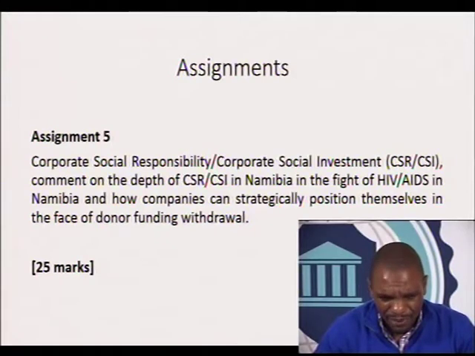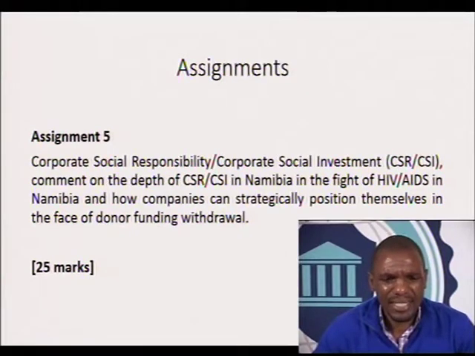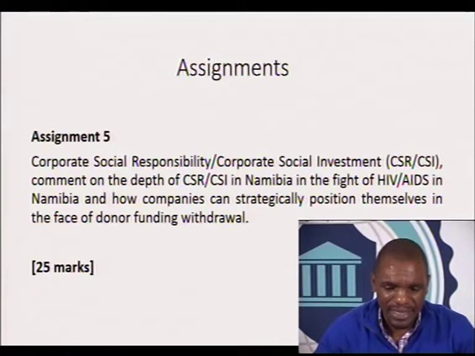Therefore, this corporate social investment, how is it dedicated? How is it channeled towards the fight against HIV and AIDS? So what this requires of you is basically to visit some of the top companies in Namibia and look at what it is that they are doing towards the fight against HIV and AIDS as part of their corporate social responsibility.